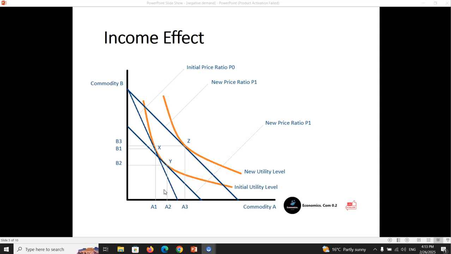Let's consider the opposite situation. If the price of commodity A increases instead of decreasing, what would happen? The consumer's budget constraint would shift inward, meaning they can now afford less of commodity A. This would move them to lower utility levels, meaning a decrease in purchasing power and a drop in demand. Instead of moving to point Z, they would move downward, reducing their overall consumption.